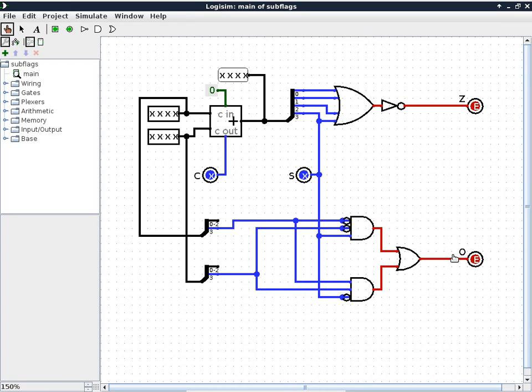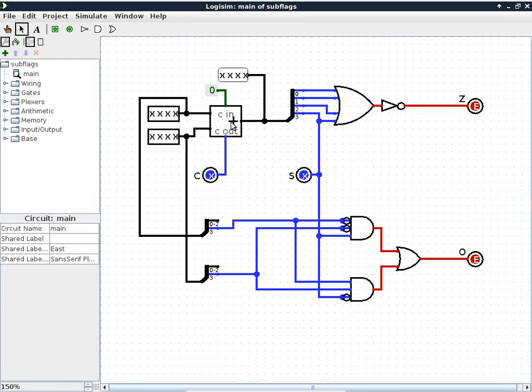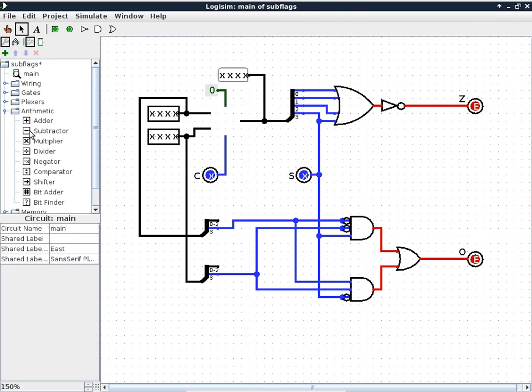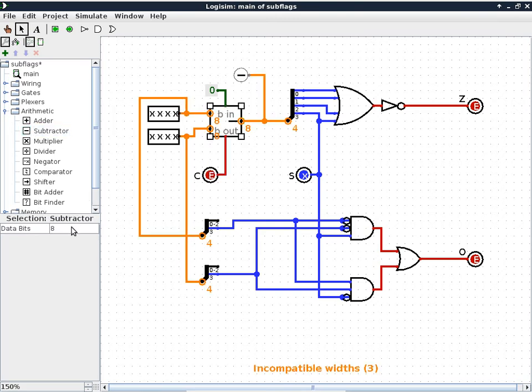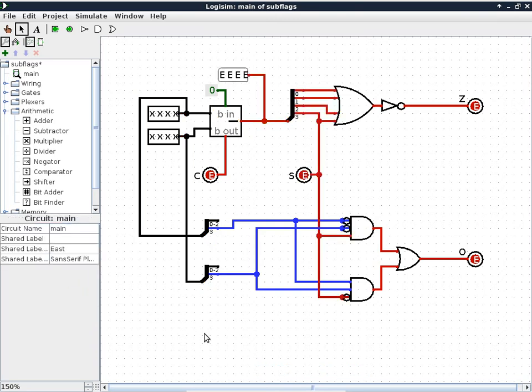Now we want to talk about subtraction and how subtraction is going to affect these 4 flags. Almost exactly the same way, except for one that is entirely different. So what I will do is I will take the adder out and go to arithmetic and put in the subtractor. Now we have a subtractor, and we have to turn the number of bits back down to 4 because otherwise it complains about it.